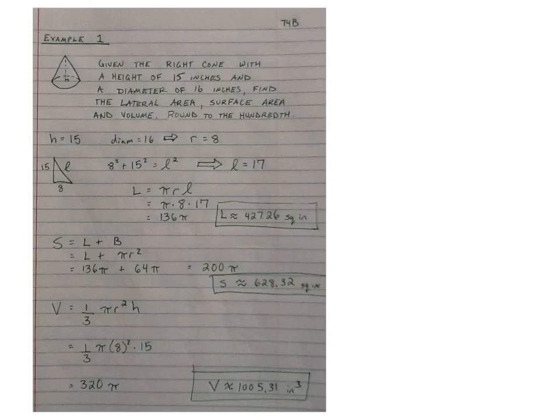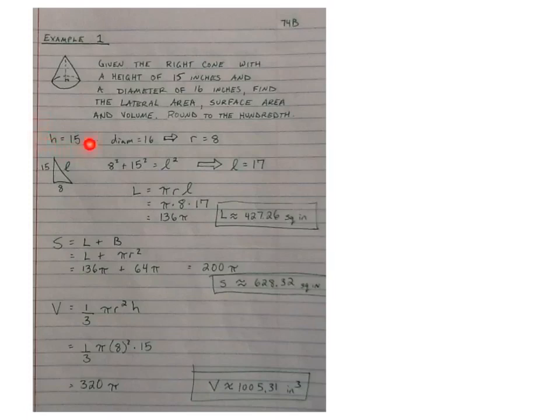Alright, I've got two examples. Our first example is a right cone with a height of 15 inches and a diameter of 16 inches. And we need to find L, S, and V, or lateral area, surface area, and volume. And it says round to the 100th. And this will generally be the case for areas and volumes using the value pi.